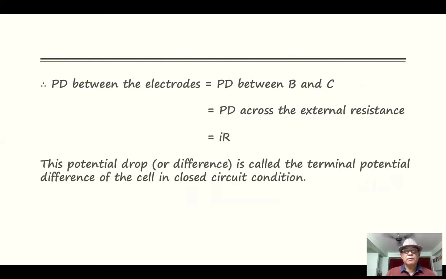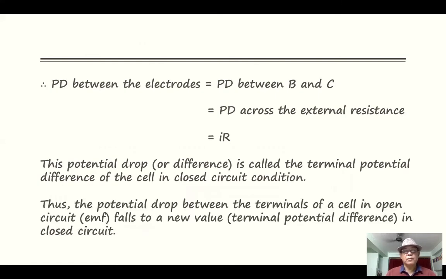This potential drop or difference is called the terminal potential difference of the cell in closed circuit condition. Thus, the potential drop between the terminals of a cell in open circuit, which is EMF, falls to a new value, which is terminal potential difference in closed circuit.